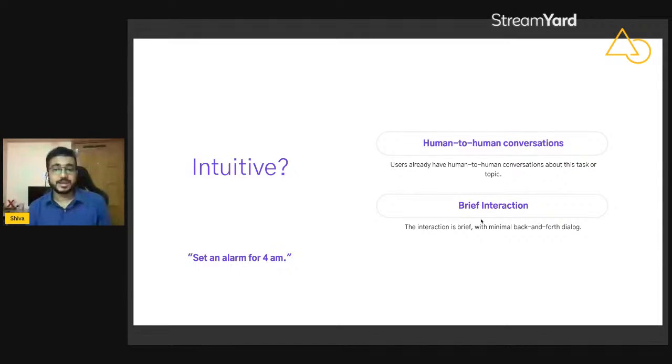Now here, the interaction with the system is very brief. You just give out a single sentence, the system understands, and then sets an alarm for you. And we already have such human to human conversation in our family, right? We ask our friends to wake us up, we ask our family to wake us up. So this command is very intuitive for us, and it's not really difficult. So it's easy to integrate such commands in voice user interfaces.